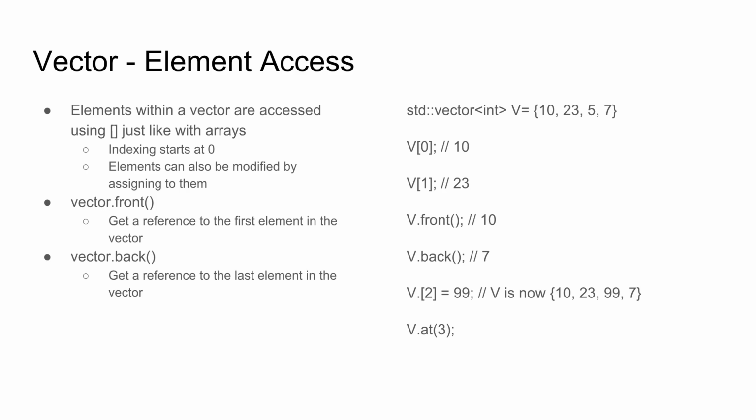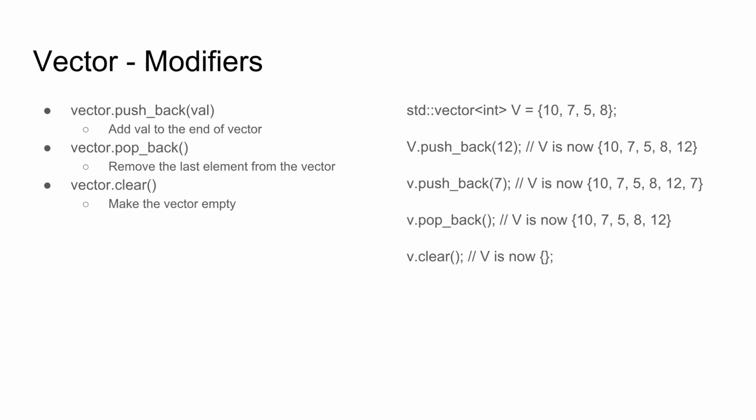If you want the front, .front. If you want the back, .back. You want to add things to the end, it's .push_back. You want to remove things from the end, it's .pop_back. You want to make it empty, .clear. Any questions on vectors?